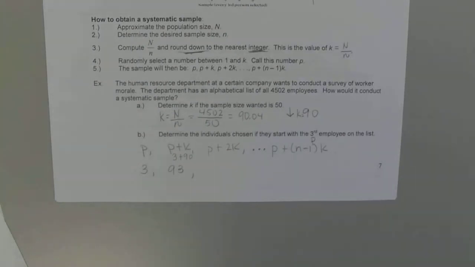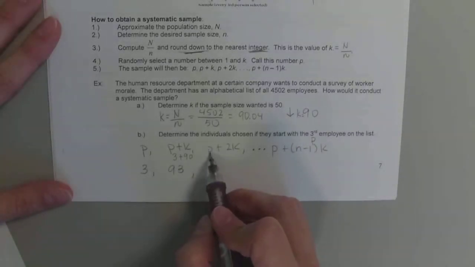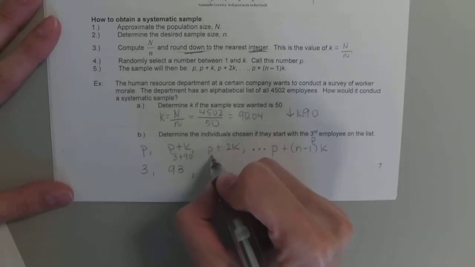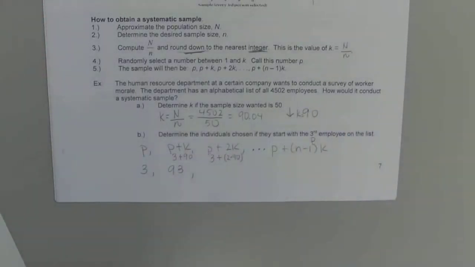93. But we knew that, right? We knew we were going to count by 90s. So when we do this next formula, we hope to God that it ends up being 183, right? So P is always the first person who we started with. That was the third employee. Plus 2 times 90. Right?